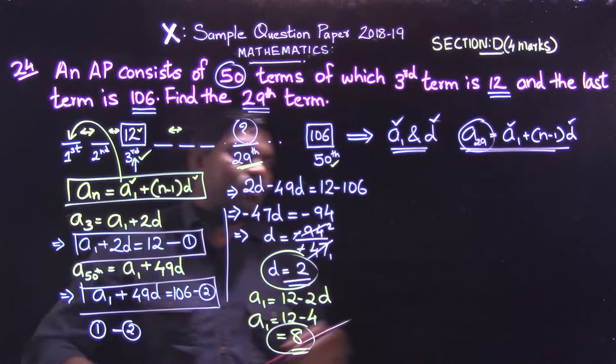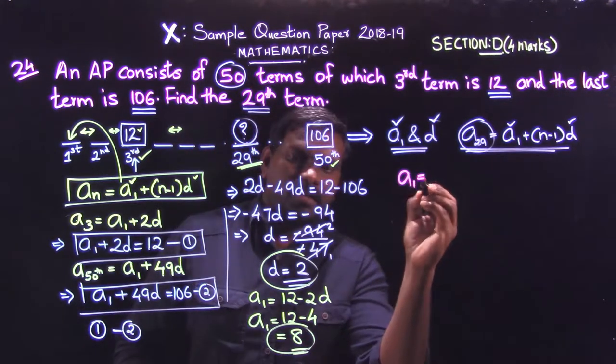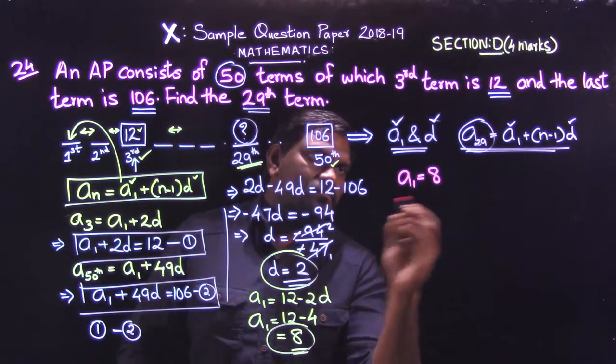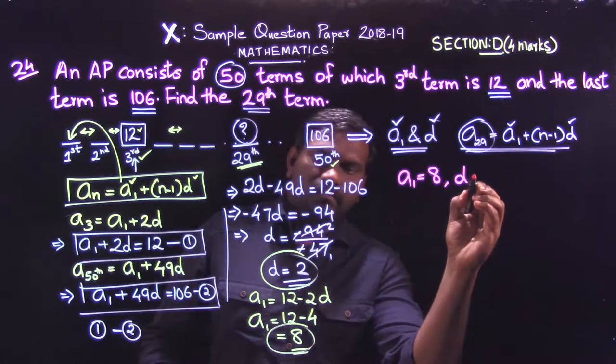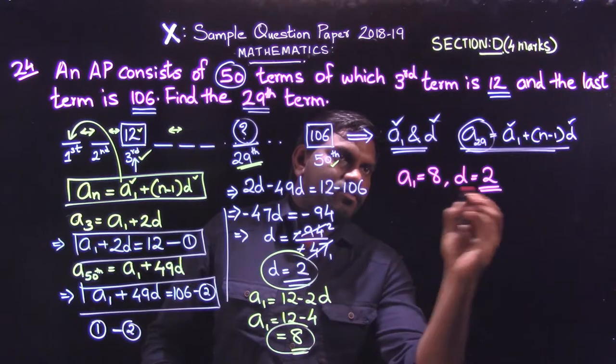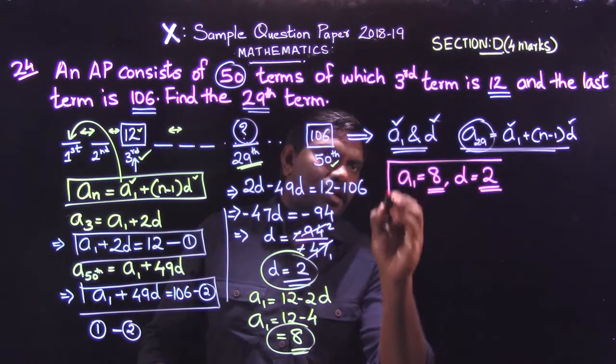What is the value of A1? A1 I got it as 8. And what is the value of D? D is equal to 2. Fine. So these two are there with me right now.